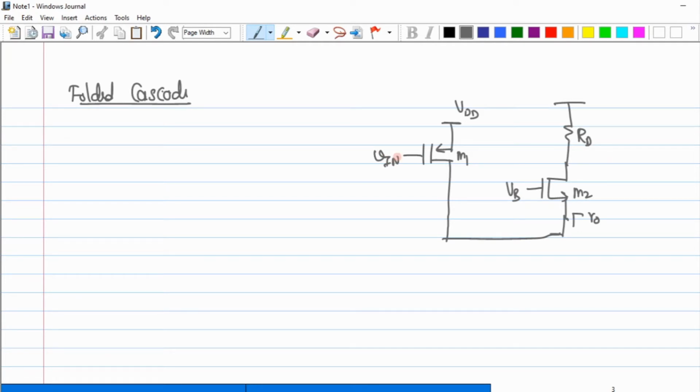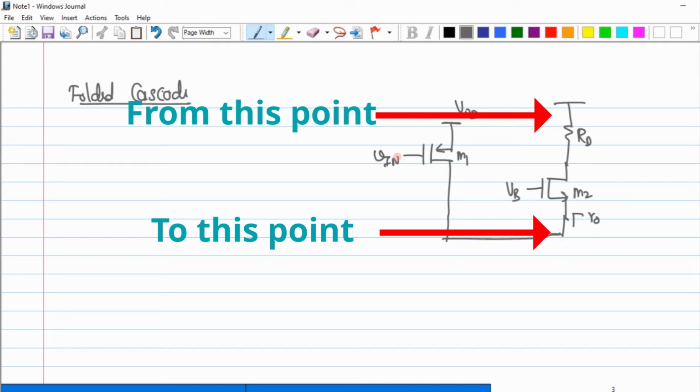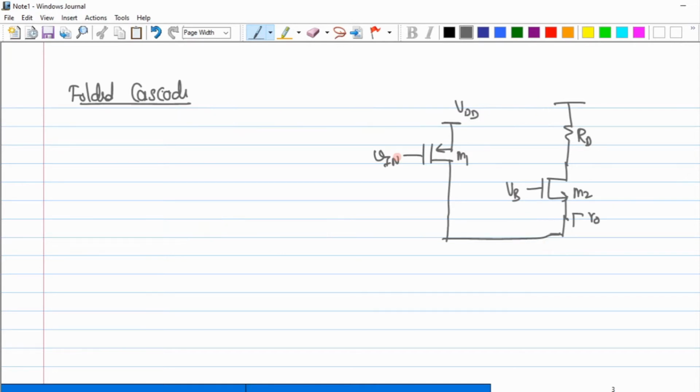Let me ask, is the circuit properly biased? No. Why? Is there any potential difference from this point to this point? No. Then no DC current can flow, right? You need VDD to ground to have a DC current flow. So how will I make the circuit biased, first of all? Any idea? I want the circuit to be functional. Now no DC current flows, and this circuit is absolutely useless because none of the transistors are in the saturation region.